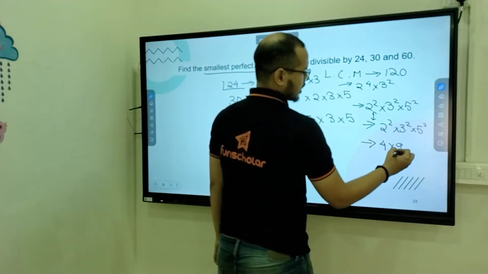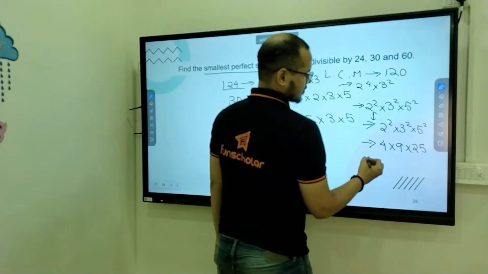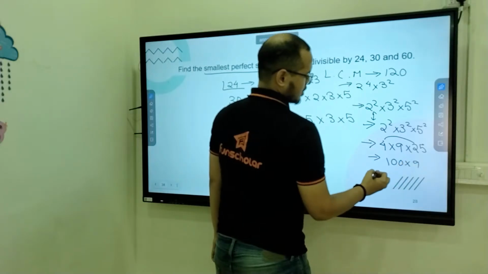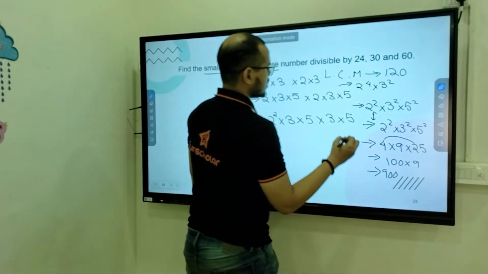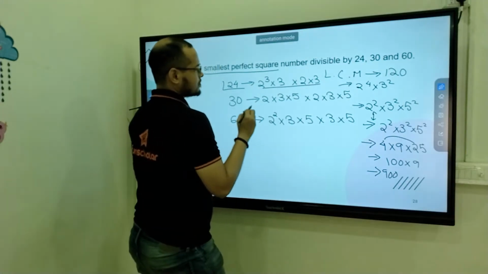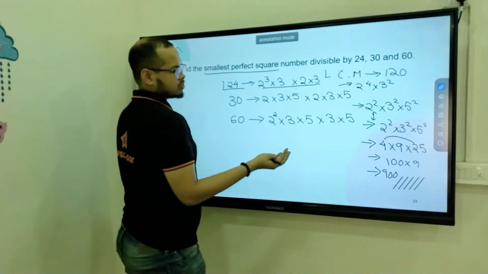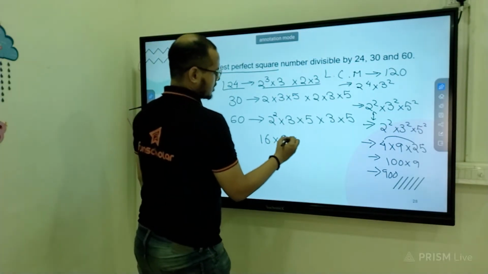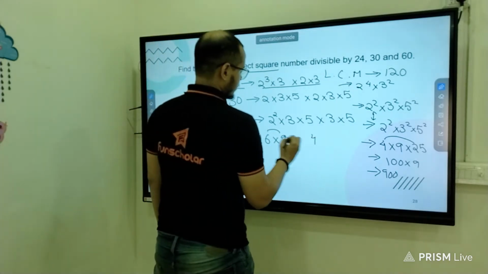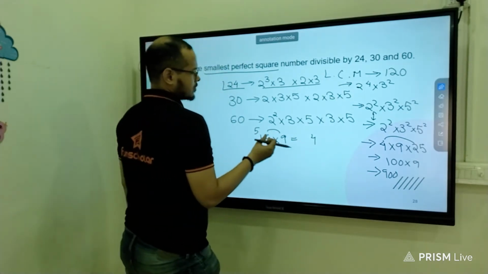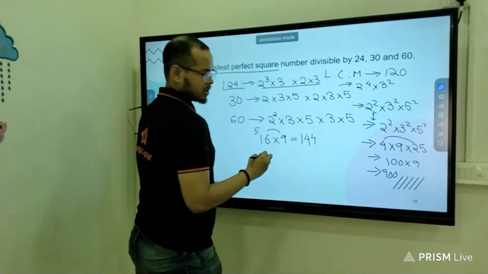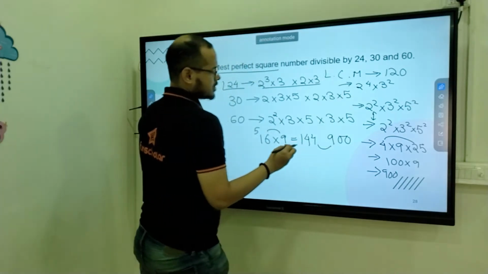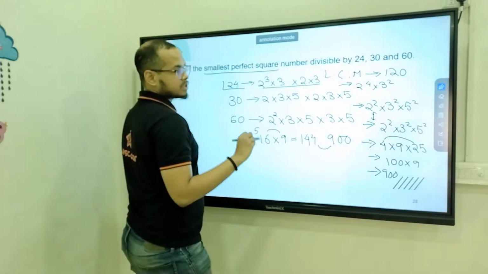So let's solve this. 4 into 9 into 25 is 100 into 9, which is 900. Now for this one, 2 to the power 4: 2 ones are 2, 2 2s are 4, 8, 16. 16 into 9 gives us 144. Now we have to find a multiple of these two numbers so that it is a perfect square.